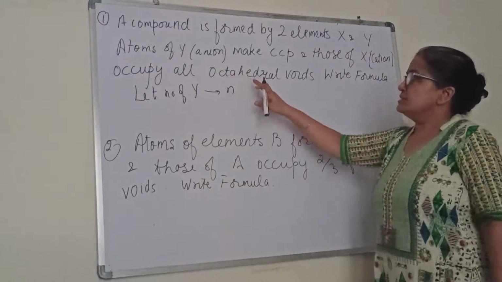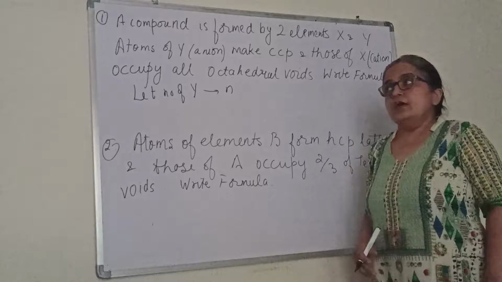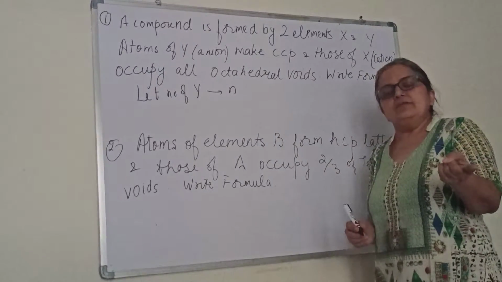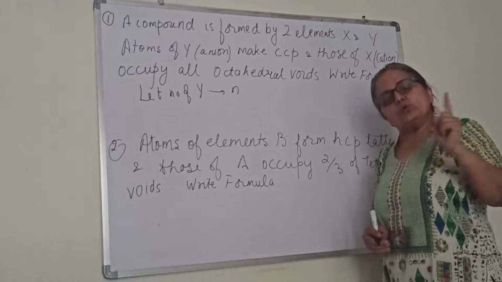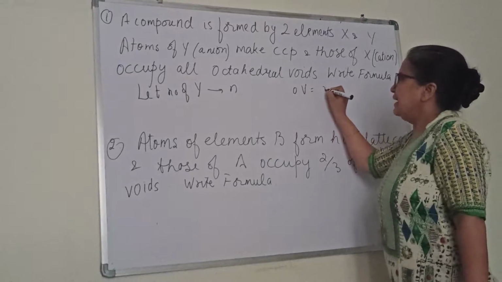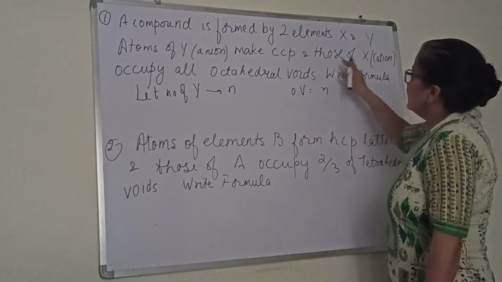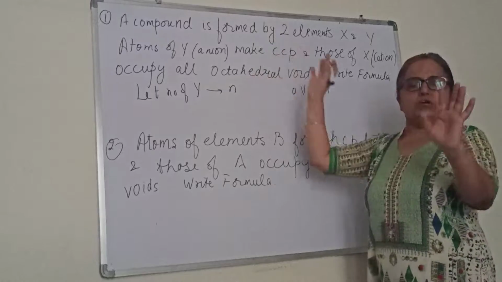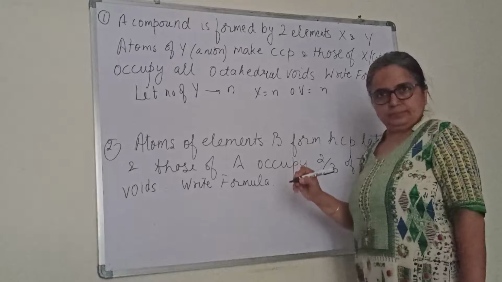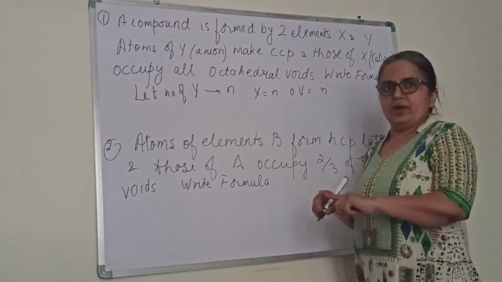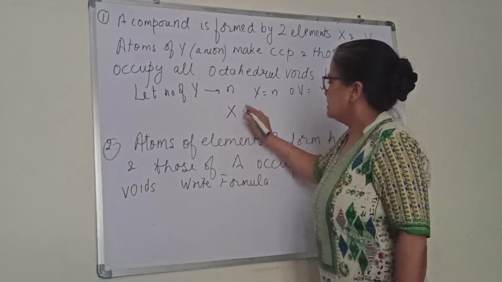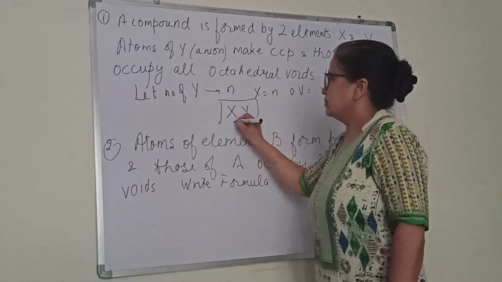And those of X occupy octahedral voids. If Y is n number, how many octahedral voids will be there? We have discussed octahedral voids is equal to the number. So octahedral voids will be n number. So they are saying that X occupies all the octahedral voids. That means that X is also equal to n. Since the ratio is 1:1 now, what will be the formula of the compound? It will be equal to XY. This will be the answer.